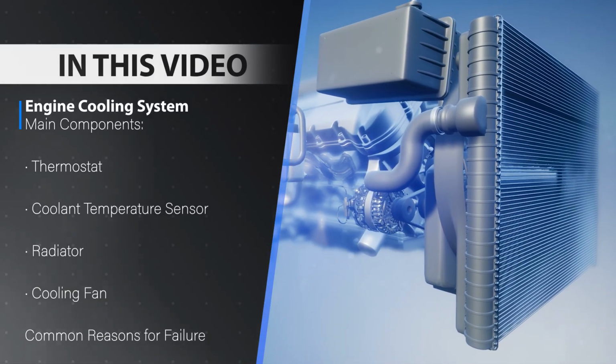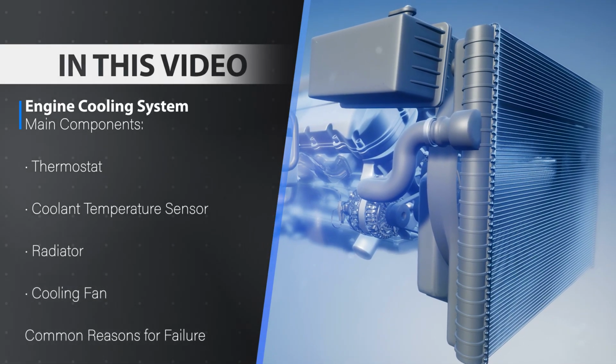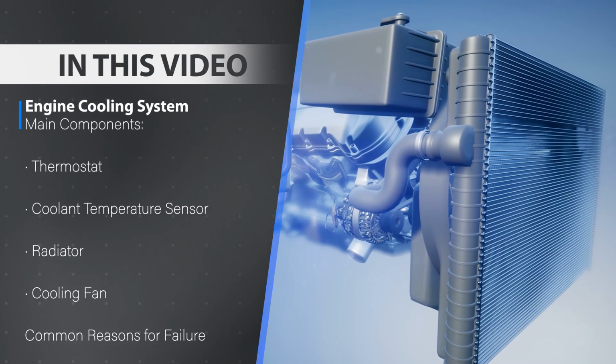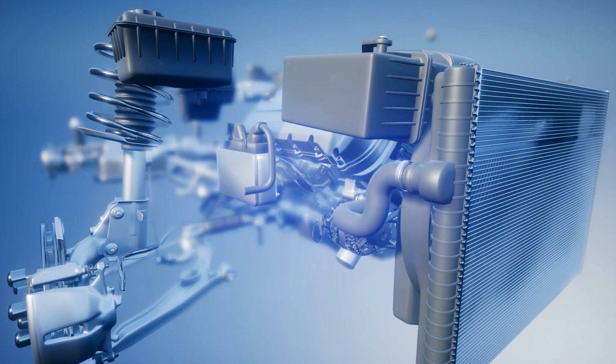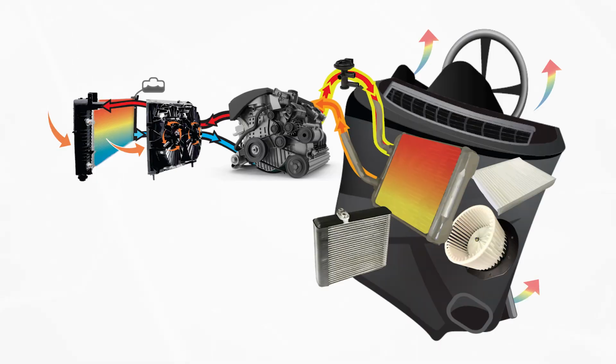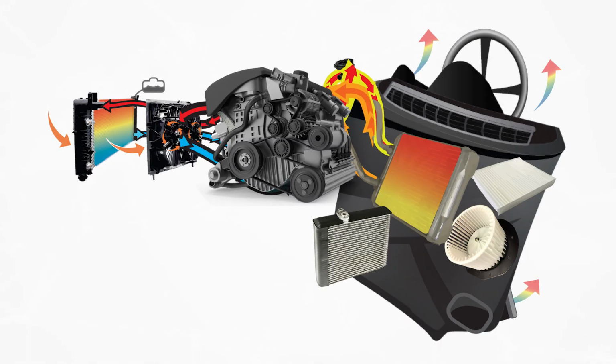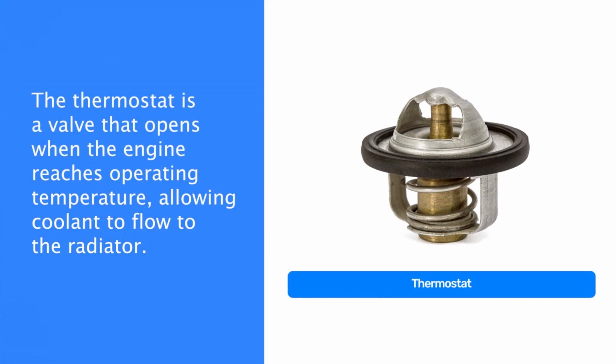In this video we will take a look at how the engine cooling system works, including a brief overview of components that are critical to maintaining optimal engine temperature and common reasons for failure. As the engine reaches operating temperature, the thermostat will open, allowing coolant to travel from the engine to the radiator.